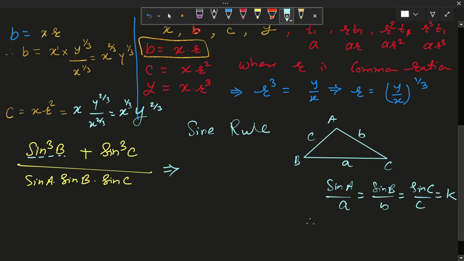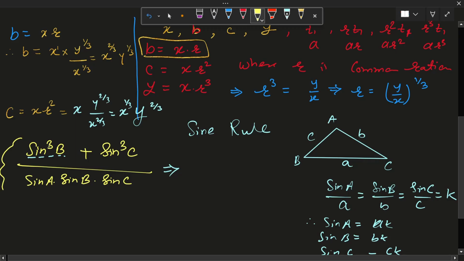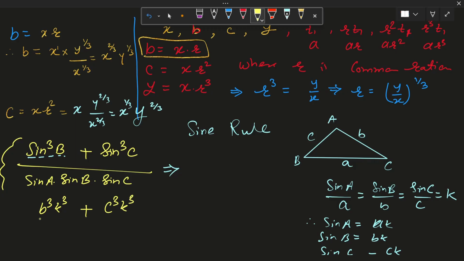Okay, so I can write sine of a is equal to a times k, sine of b similarly b times k, and sine of c, from this ratio equal to k, is c times k. Now use these values in the given expression. In the given expression we put values, so sin cube b becomes b cube k cube, plus c cube k cube upon a times k multiplied by b times k into c times k.